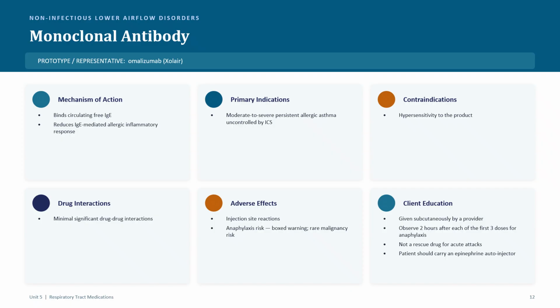So instead of stabilizing the mast cell like cromolyn does, this medication removes the trigger before the mast cell even gets involved. So this is reserved for moderate to severe persistent allergic asthma that isn't controlled by an inhaled corticosteroid. So it's kind of a step ladder, not a first line of choice.